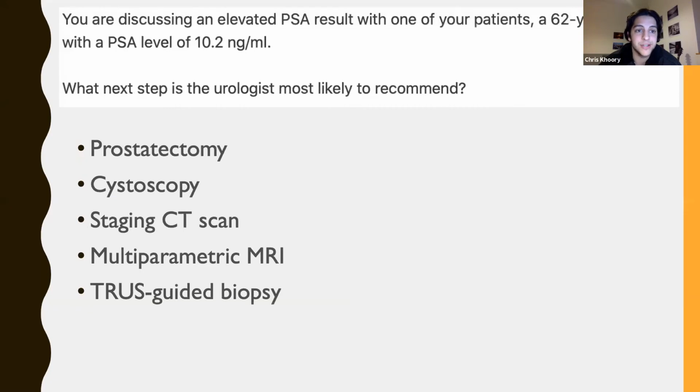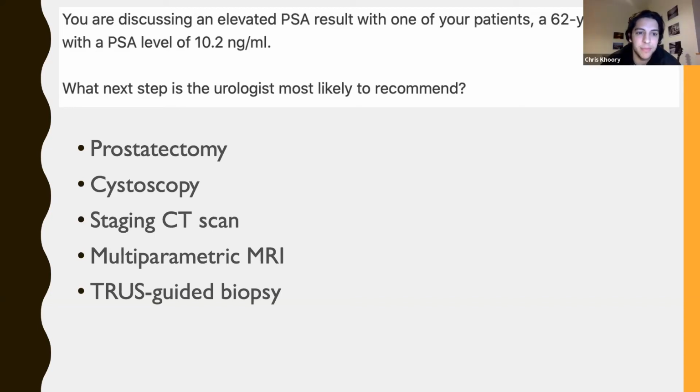And then final question. You're discussing an elevated PSA result with one of your patients, a 62-year-old man with a PSA level of 10.2. What next step is the urologist most likely to recommend? A prostatectomy, a cystoscopy, a staging CT scan, an MRI, or a biopsy? MRI. Yep, MRI is correct.